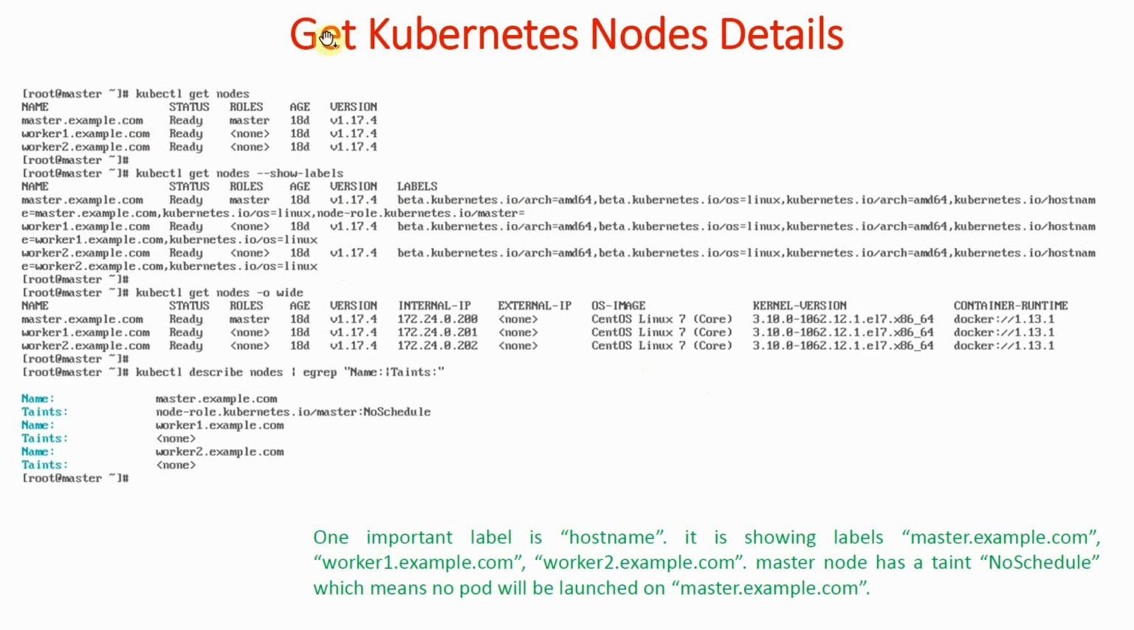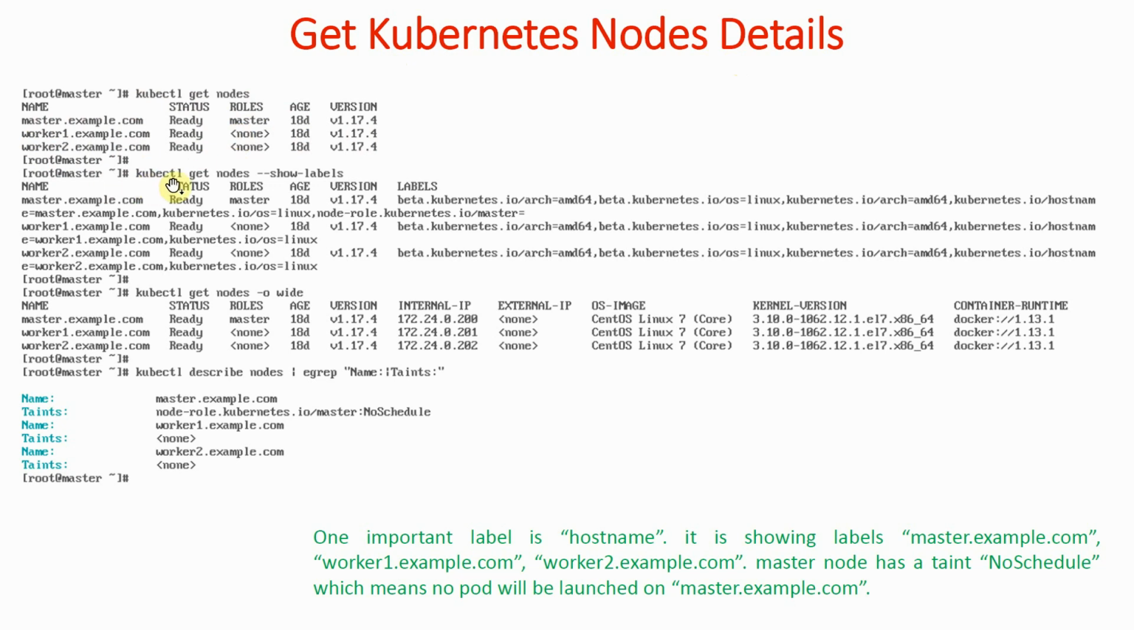So first of all, let us see the Kubernetes node details. We will run this command, kubectl get nodes. Now it is showing that 3 nodes are there: master.example.com, which is ready, worker1.example.com and worker2, they all 3 are ready. But we want a little bit more information.